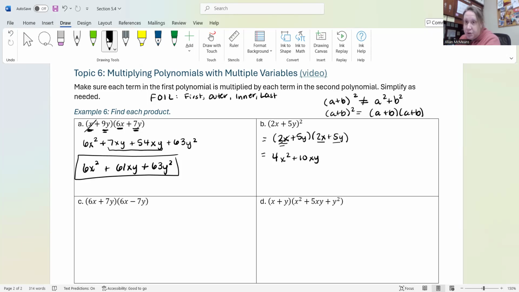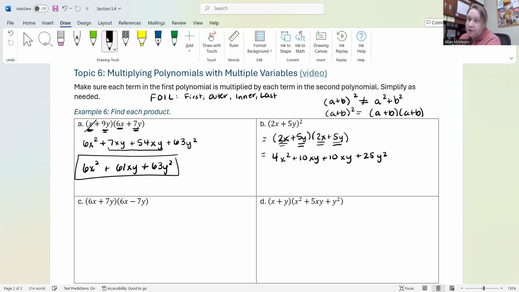So now what I'm going to do is pick up the 5y and distribute that through the second polynomial. So 5y times 2x, well, 5 times 2 is 10, and then y times x is the same thing as x times y, so 10xy. And then finally, I get 5y times itself, 5y. So 5 times 5 is 25. Y times y is y squared.